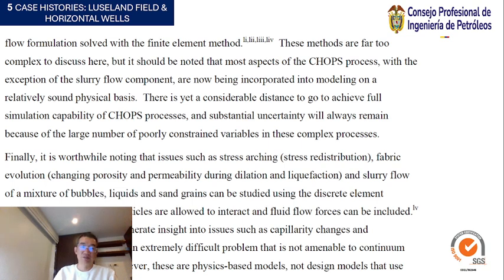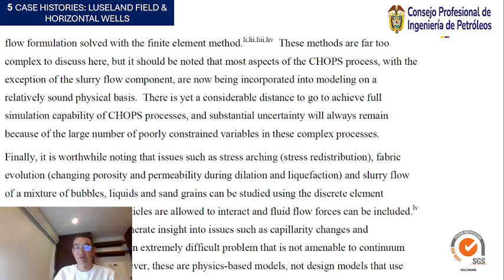These methods promise to generate insight into issues such as the capillary changes and destabilizing of sand arches, an extremely difficult problem that is not amenable to a continuous mechanics approach.